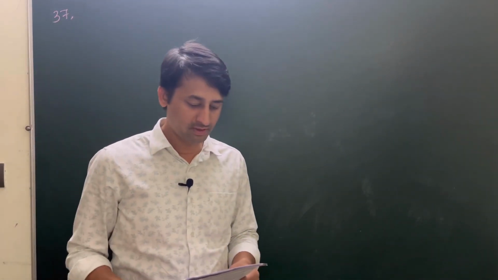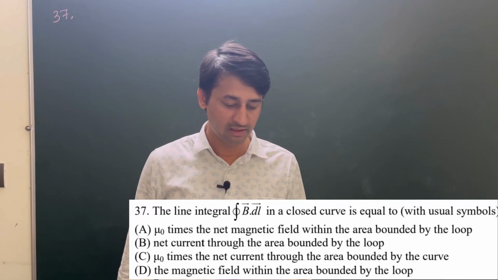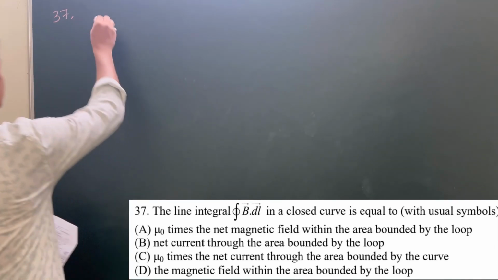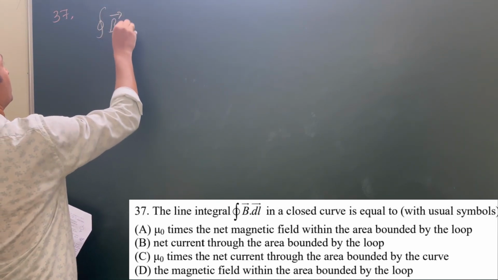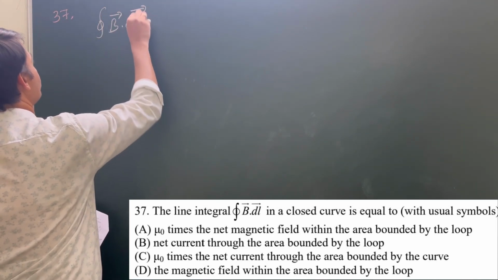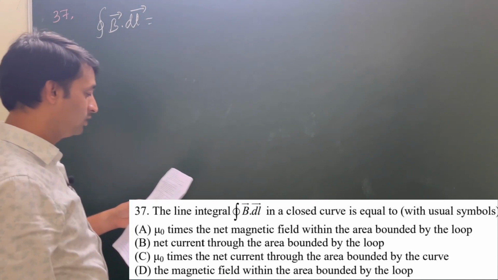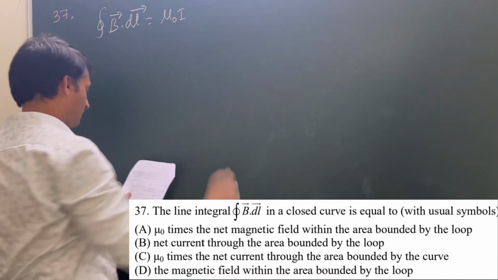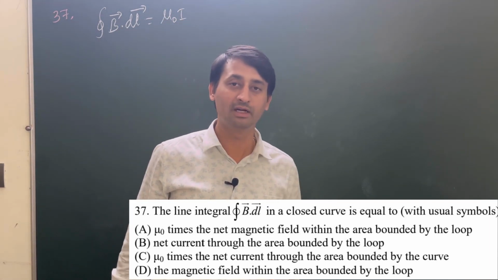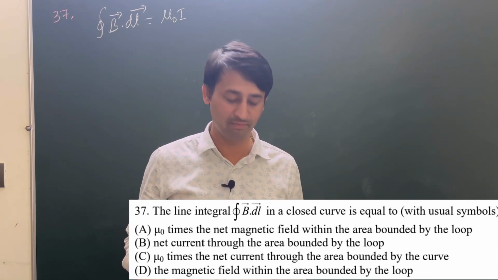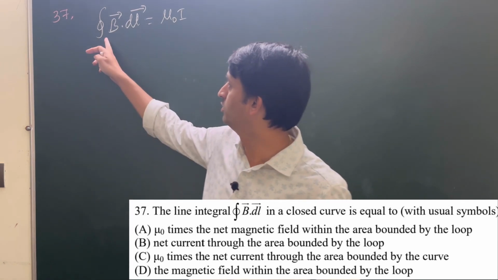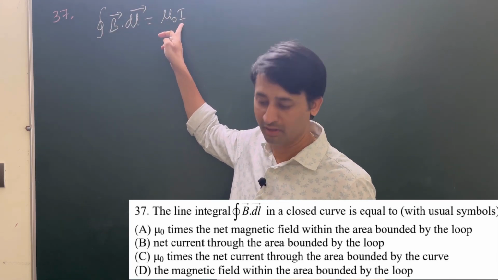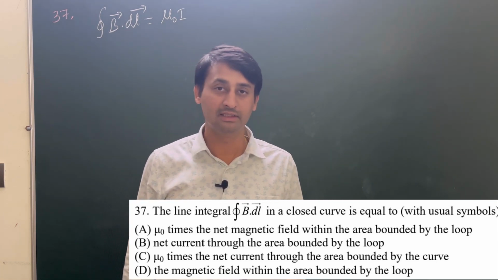Okay, now let us see question number 37. The line integral of closed integral vector B dot vector dl in a closed curve is equal to mu naught times the current through the area bounded by the curve. That is the Ampere circuital law. According to Ampere circuital law, closed integral of vector B dot vector dl is equal to mu naught into I. Option C is the correct answer.